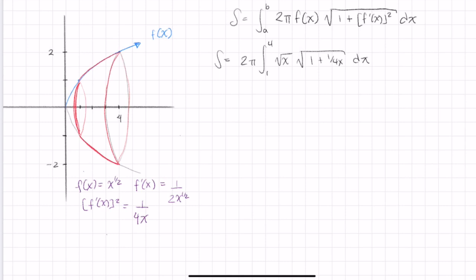And at this point, we're going to employ some ninja algebra. And what I mean is, if we have the square root of a times the square root of b, and a and b are both positive real numbers, I can rewrite this as the square root of a times b. And I'm going to take advantage of that to write this x inside of this square root. So this is equal to 2 pi times the integral from 1 to 4 of the square root of x times 1 plus 1 over 4x. This can be rewritten further as 2 pi times the integral from 1 to 4 of the square root of x plus 1 over 4 dx.